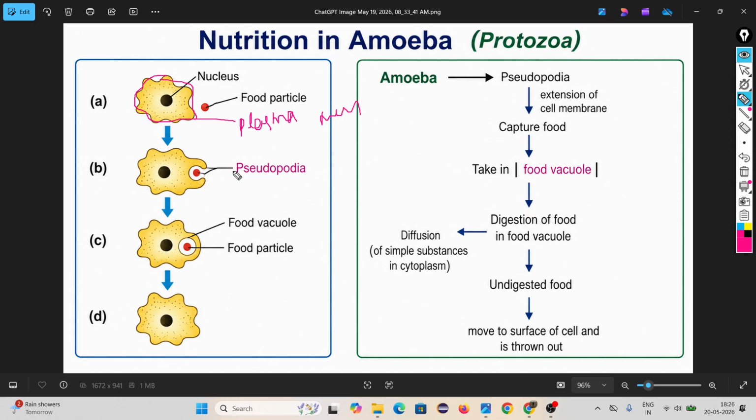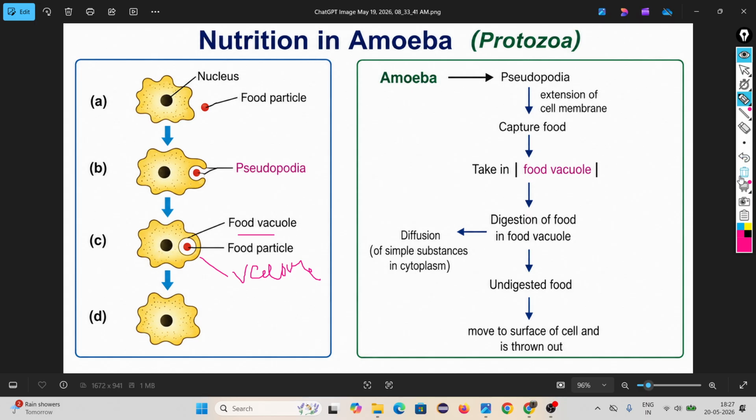The plasma membrane of amoeba forms a pseudopodia. Pseudopodia means, pseudo means false, podia means feet. Whenever the food particle is near the amoeba's plasma membrane, it forms a pseudopodia. Pseudopodia means false feet. Then look here, one type of structure, here another type of structure. First they trap the food, then they engulf the food. Then they store the food inside a vacuole.